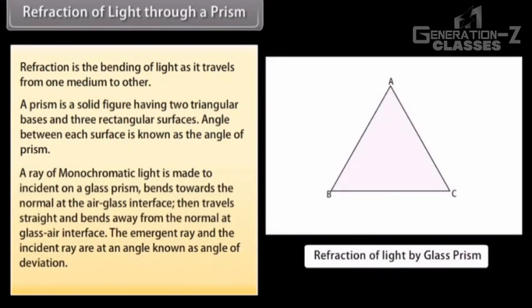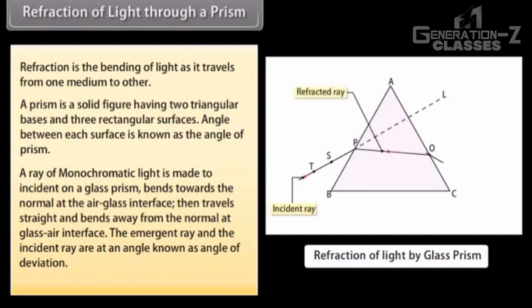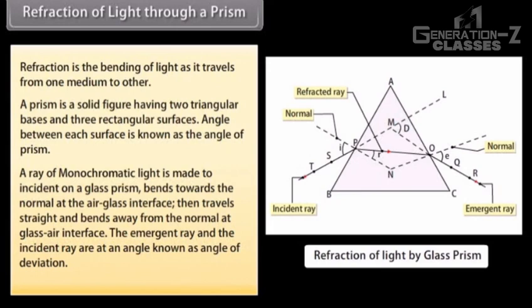A ray of monochromatic light is made to be incident on a glass prism. It bends towards the normal at the air-glass interface, then travels straight and bends away from the normal at the glass-air interface. The emergent ray and the incident ray are at an angle known as the angle of deviation.